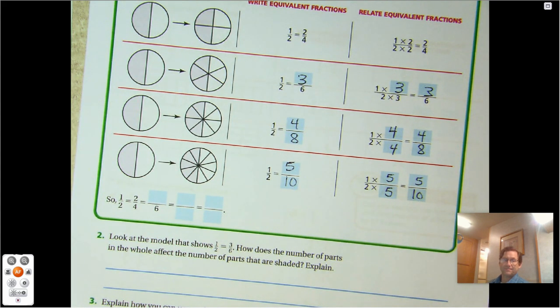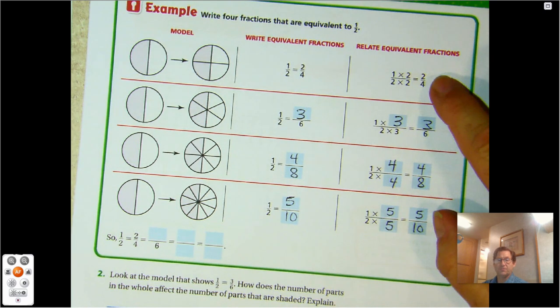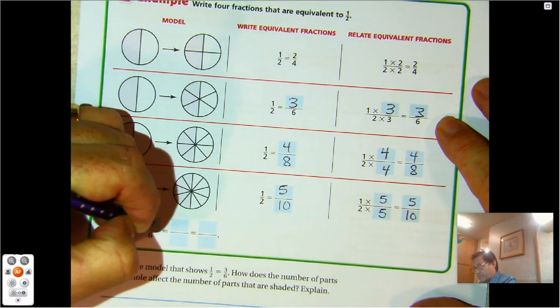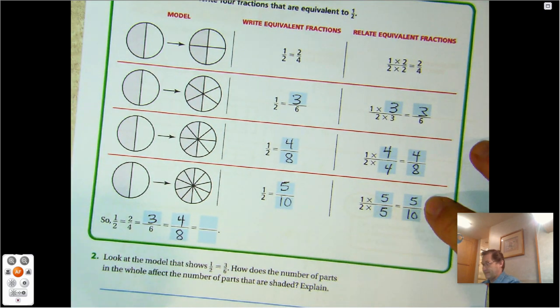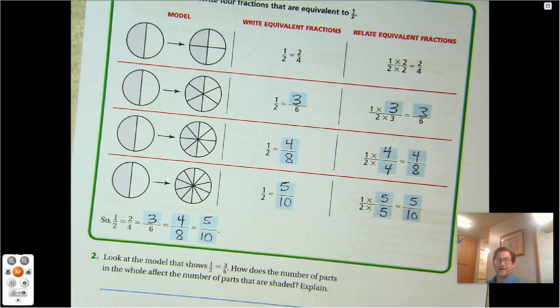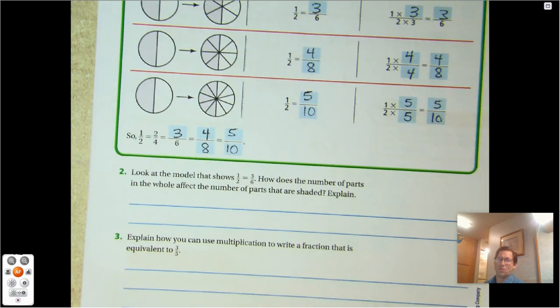So 1/2 is the same as 2/4, 3/6, 4/8, 5/10. And you could probably notice a pattern, right? Then it would be 6/12, 7/14, 8/16, and so on.